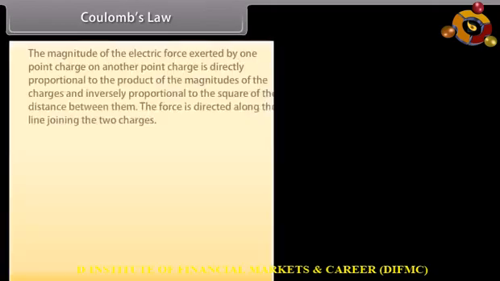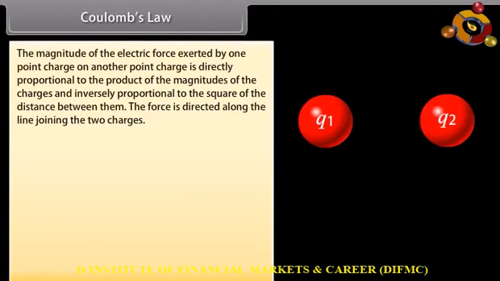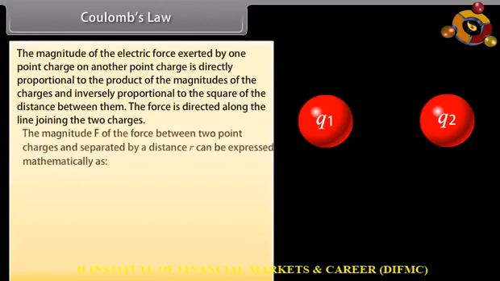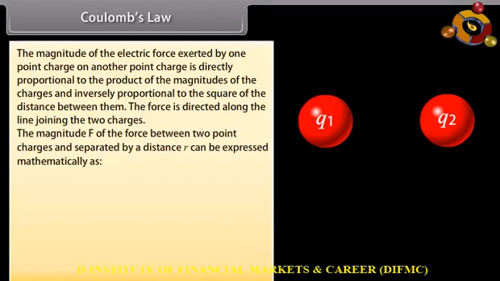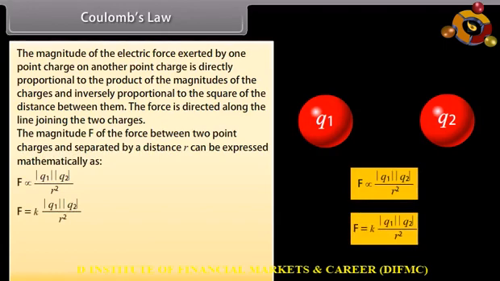Coulomb's law. The magnitude of the electric force exerted by one point charge on another point charge is directly proportional to the product of the magnitudes of the charges and inversely proportional to the square of the distance between them. The force is directed along the line joining the two charges. The magnitude F of the force between 2 point charges Q1 and Q2 separated by a distance r can be expressed mathematically as F = k|Q1||Q2|/r². Here, k is a constant of proportionality.